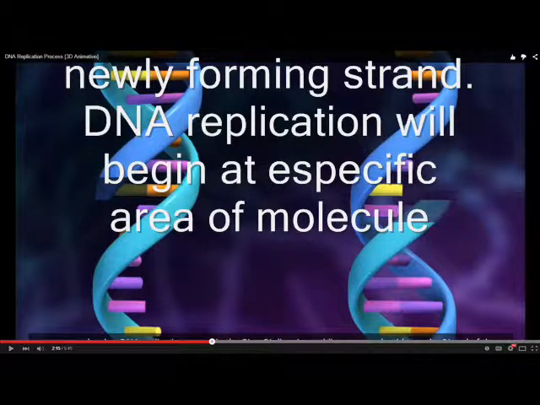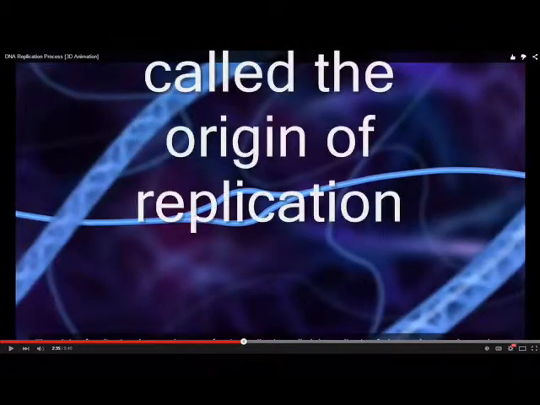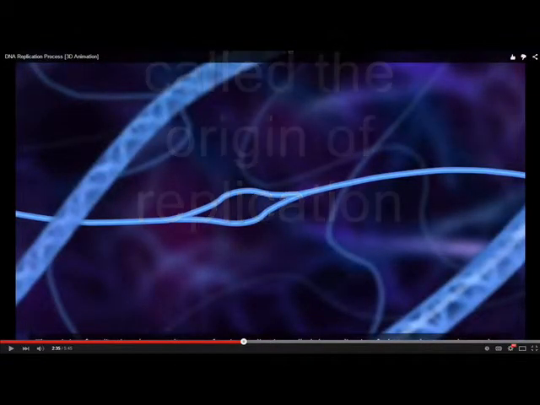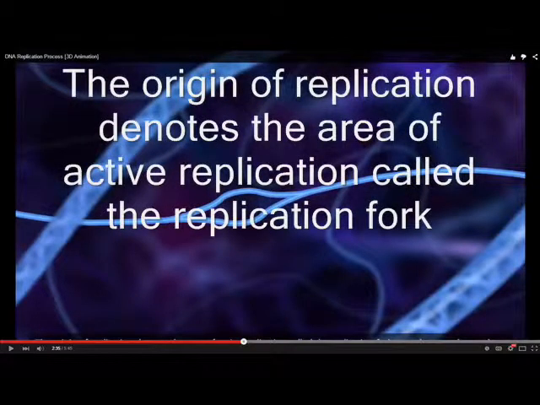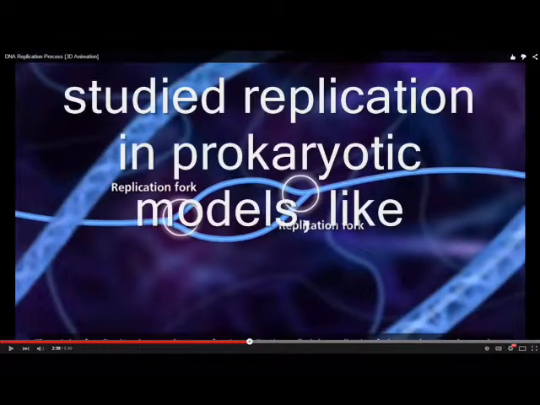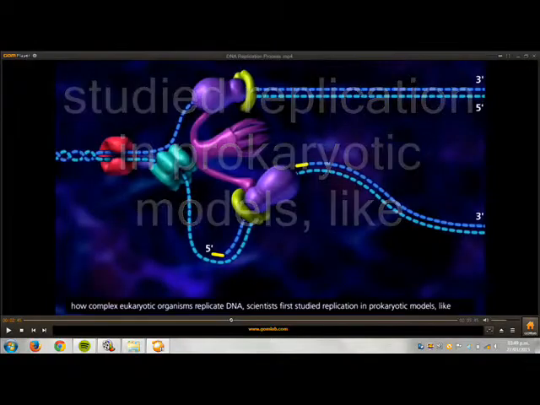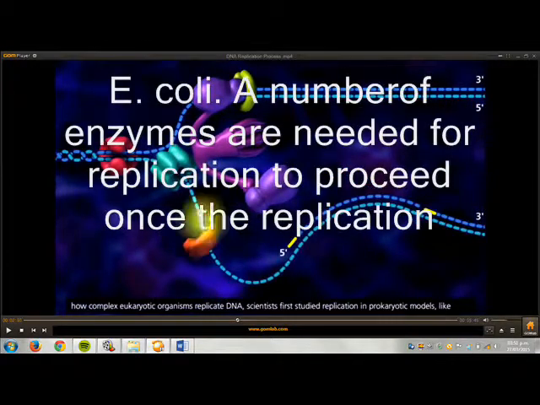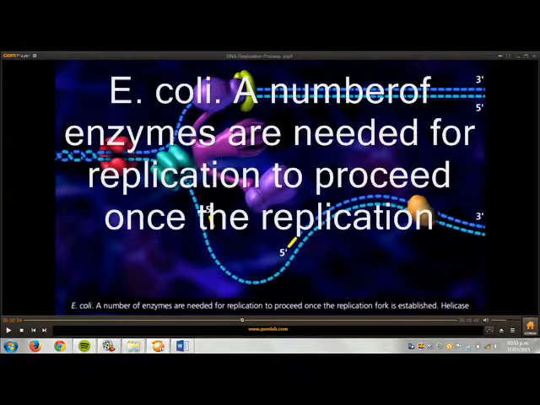DNA replication will begin at a specific area of the molecule called the origin of replication. The origin of replication denotes the area of active replication called the replication fork. In order to understand how complex eukaryotic organisms replicate DNA, scientists first studied replication in prokaryotic models like E. coli. A number of enzymes are needed for replication to proceed.